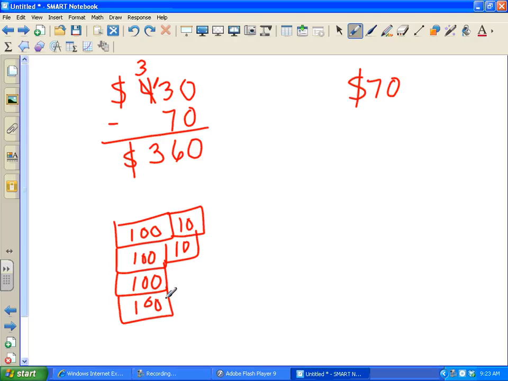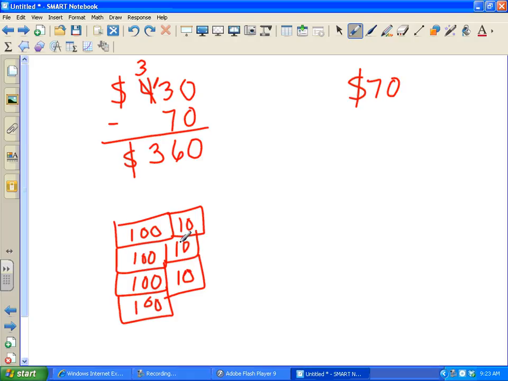How many ones do I need to draw? I don't have to draw any ones at all. Okay? Now I'm taking away 70. How many tens is that? I need to take away $70. How many tens would that be? 7 of them. It'd be 7 $10 bills, right? Do I have 7? I don't.